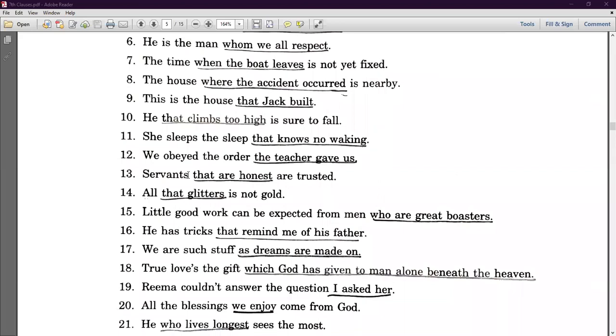Shalja Parekh. Good morning. Good morning, ma'am. Good morning, dear. Please ask your question. Ma'am, what is the meaning of beneath? Beneath, meaning below something.